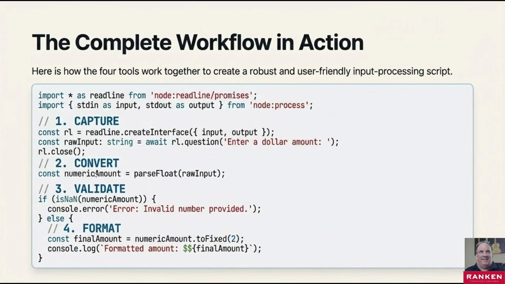Here we're doing a convert, where we're converting the raw input from a string to a float. Then we're doing a validation. We're checking to see if it is not a number. If it's not a number, we're going to return an error message. Else, we're going to go ahead and format it and print the result.